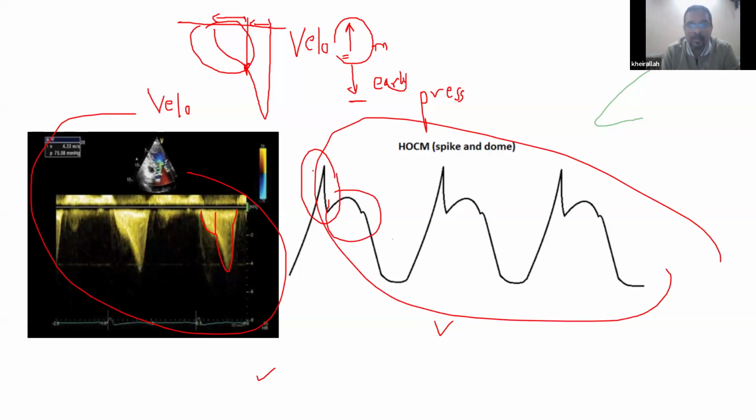So why do we get a spike and dome? Because the initial velocity of the blood is slow, therefore the pressure is high. In mid to late systole, the velocity of the blood is fast, therefore the pressure goes down. That's why there is a high part and a low part in terms of pressure, and that's what makes a spike and dome. Spike, high pressure, and the dome of the low pressure. Spike and dome. Okay? Do you get this?